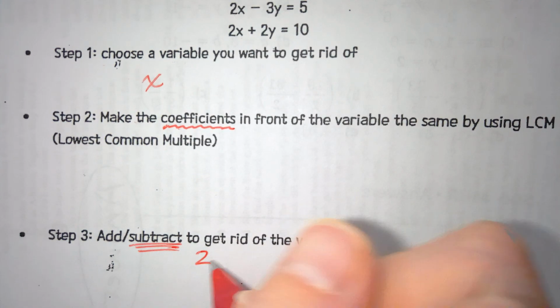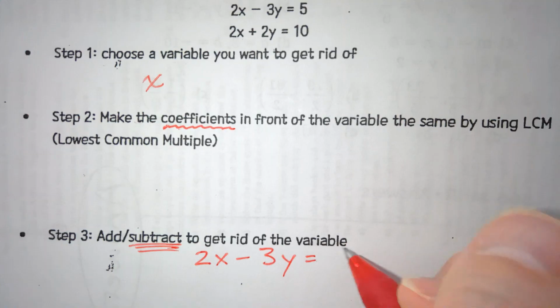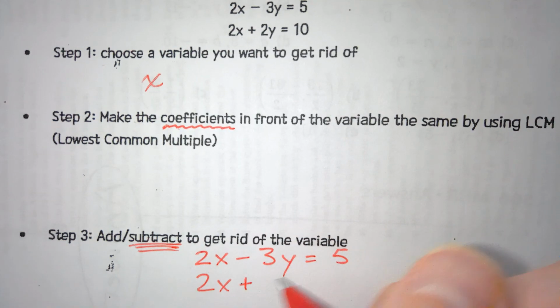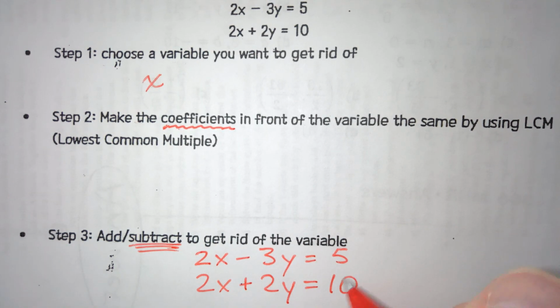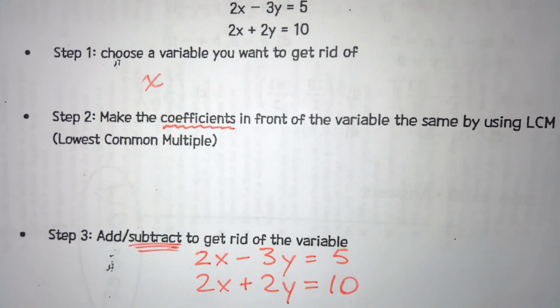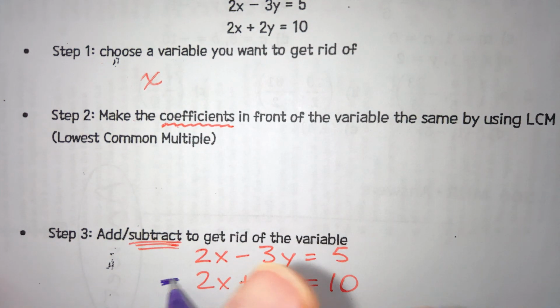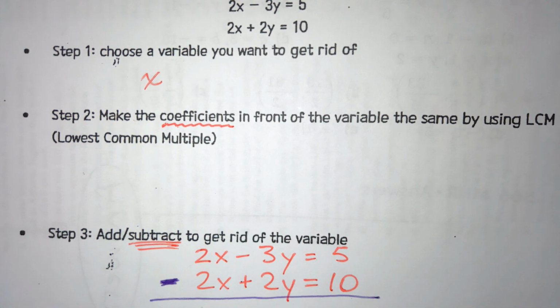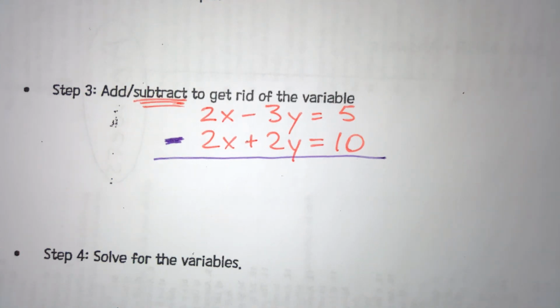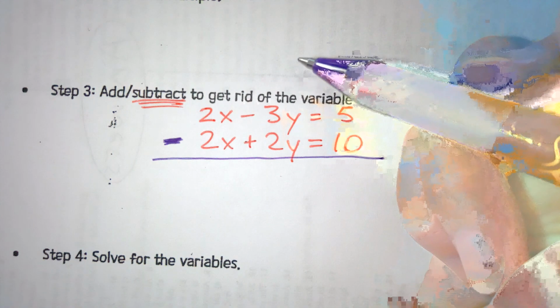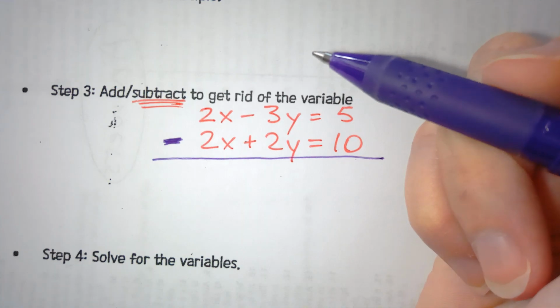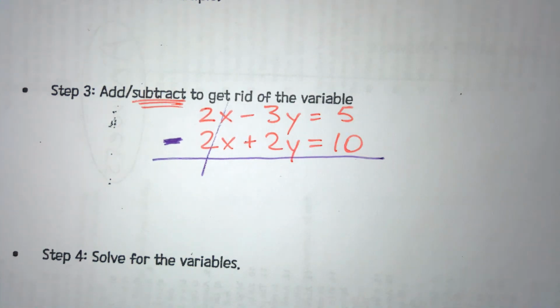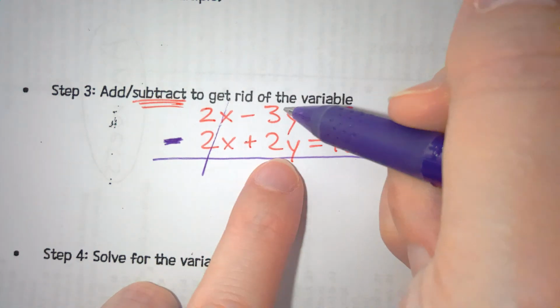cancels it out. So 2x minus 3y equals 5. I'm just rewriting the two equations here. And as we said, we're going to subtract the two equations. So Tayden, what is 2x minus 2x? Yeah, that's how you get rid of it. They're gone, just like what we were trying to do. But then what is negative 3y minus 2y?